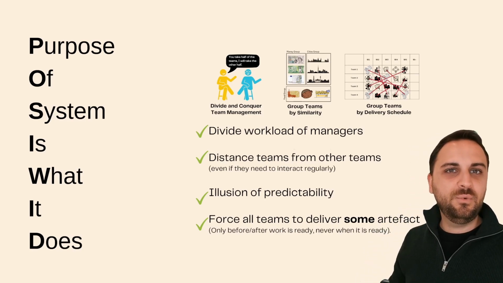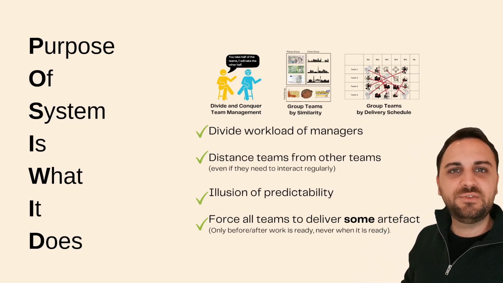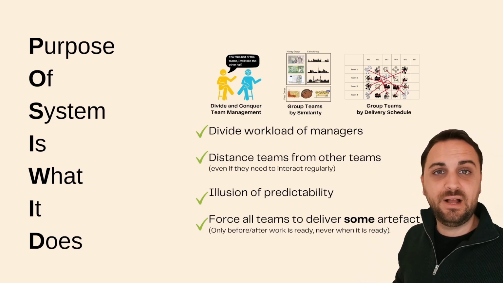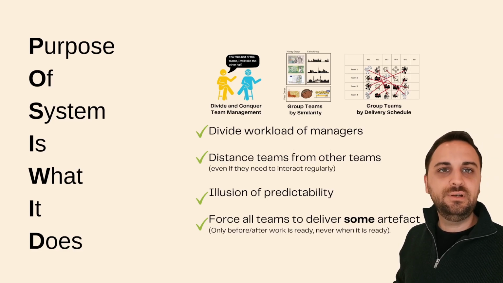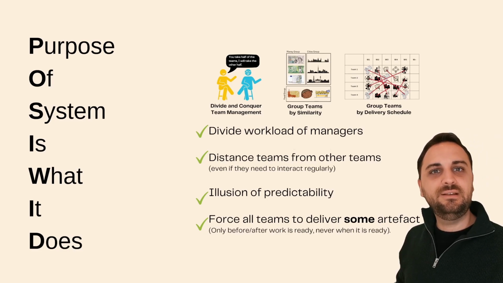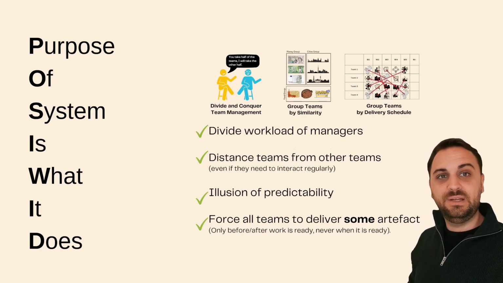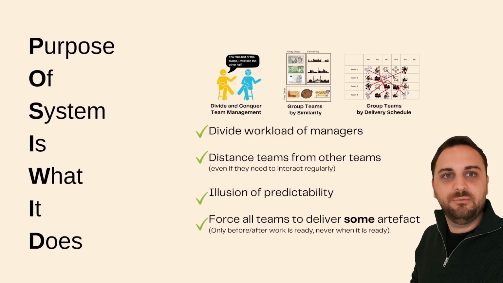We had divided workload of managers, distance teams from other teams, even the ones that need to interact regularly, like Toronto, Canadian dollar, and poutine. The illusion of predictability, right? Pretending that we can predict 12 weeks into the future. We did that. And it worked. Some people really believed it, right? So this is what the purpose was.